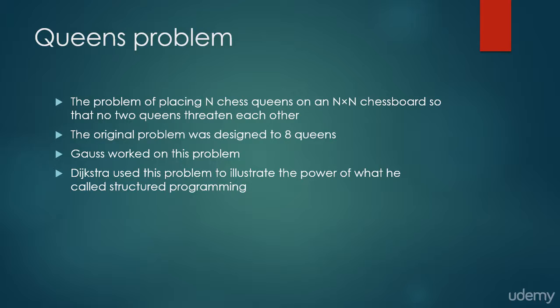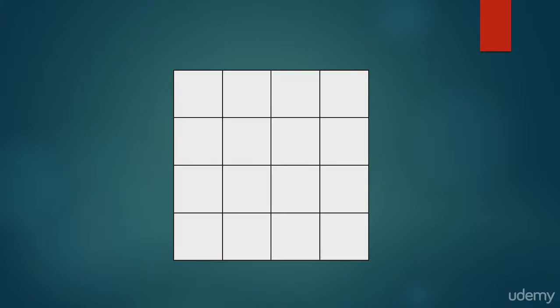So the problem is placing n chess queens on an n by n chessboard so that no two queens threaten each other. The original problem was designed for 8 queens. Gauss worked on this problem, and it was Dijkstra who used this problem to illustrate the power of what he called structured programming. So let me illustrate on a 4x4 chessboard how the algorithm works in practice.